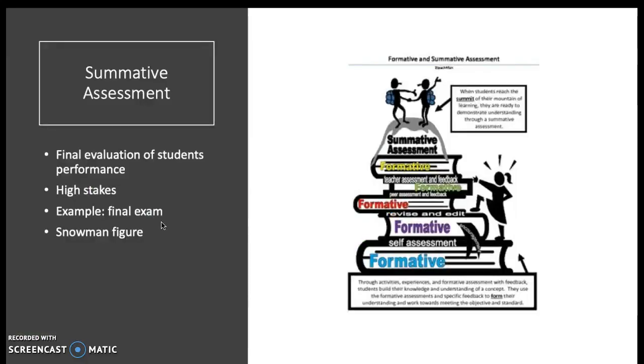A summative assessment. A good example of a summative assessment would be a final exam. It is all of the formative assessments put together into one large exam. It's a final evaluation of students' performance with pretty high stakes. A good example to put in your head is the snowman figure. The snowman being all the separate individual parts of the formative assessments, and the whole thing itself is a summative assessment.